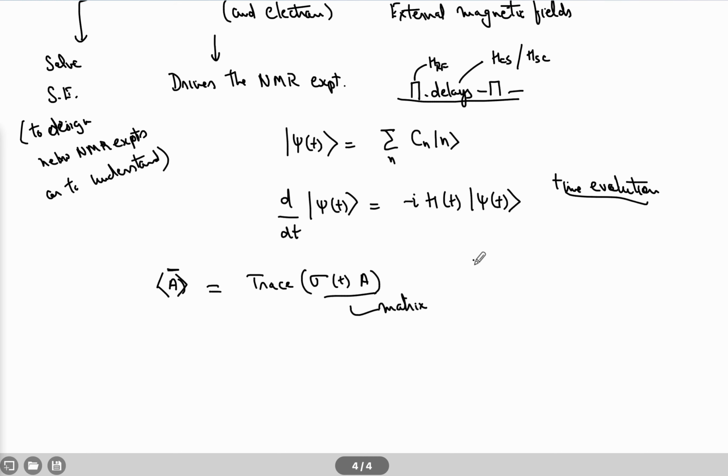So what is sigma t over here? Sigma t is nothing but the density operator, which is given by psi t inner product psi t, right? And to show that it's an ensemble average, we'll write this bar over here. Or you can also say c n c m star, that we have learned, over an ensemble average, right? All of this we have seen.